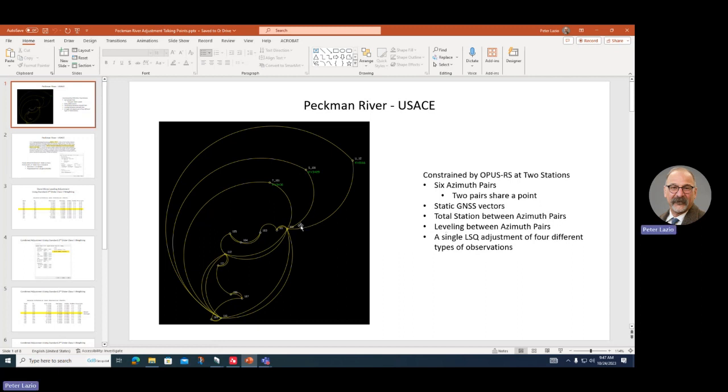We leveled between the azimuth pairs. So we leveled from here to here and back. We leveled from here through here and back. Leveled through here, leveled through here, leveled through here. So we had to include the leveling in the least squares adjustment, which presented its own problems. We did a single least squares adjustment with 4 types of observations. We had OPUS RS, static, total station, and leveling, because we shot the distances between each pair point, and in this case, we turned the angle.